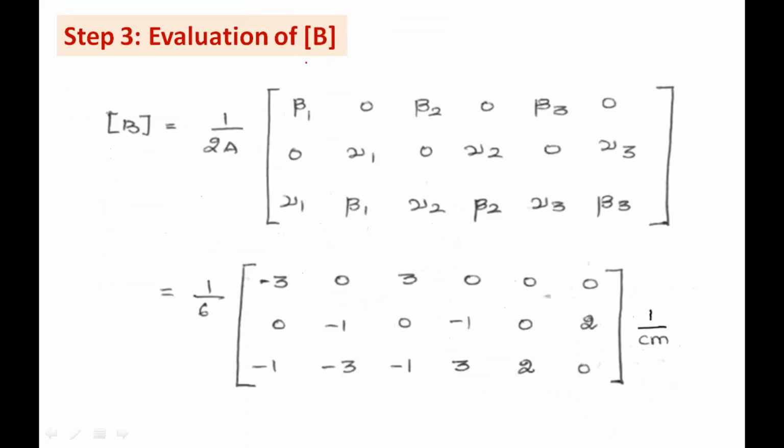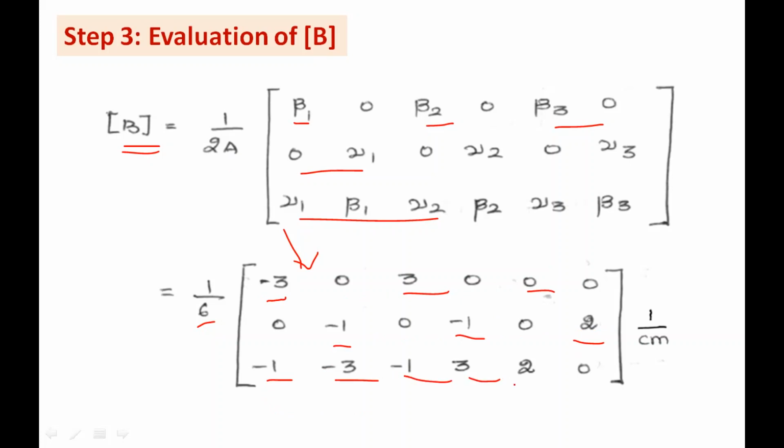Evaluation of B matrix, gradient matrix. B matrix, B is equal to 1 by 2A, first row beta 1, 0, beta 2, 0, beta 3, 0, and the second row is 0, gamma 1, 0, gamma 2, 0, gamma 3. Third row is for shear strain: gamma 1, beta 1, gamma 2, beta 2, gamma 3, beta 3. Substitute all the evaluated values. 2A is 6 centimeter square, then beta 1, beta 2, beta 3, then gamma 1, gamma 2, gamma 3, here the gamma and beta values are written. So unit for the B matrix is 1 by centimeter. We have found out the B matrix.